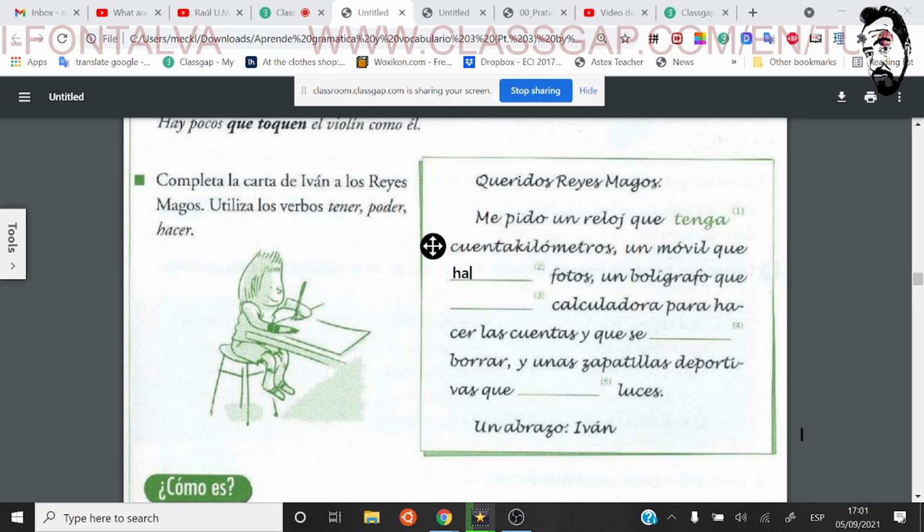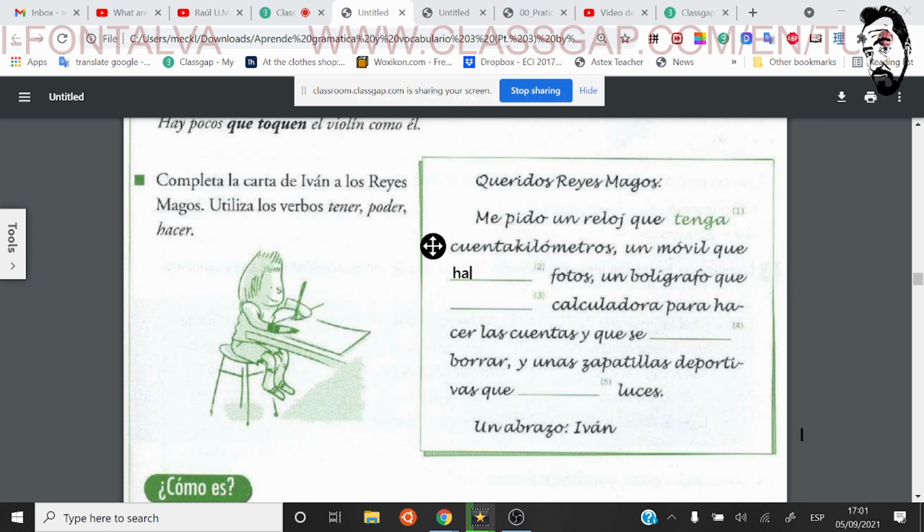Y que se pueda borrar. So he wants one of those pens that you can erase what you write. Que se pueda borrar. Okay.